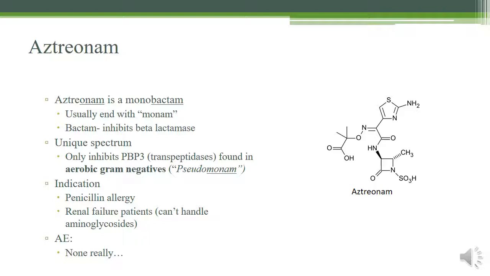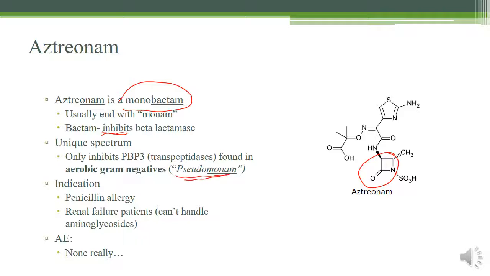Aztreonam is a very specific beta-lactam. You can see over here it has a beta-lactam ring, so it does still fall under that family, but it falls under the subfamily of monobactam. It's important for you to know that it is not only resistant to beta-lactamases, but it actually inhibits beta-lactamases, so that makes it really good. The most important thing that you need to know is that aztreonam is used for Pseudomonas, and I remember that as Pseudomonam.